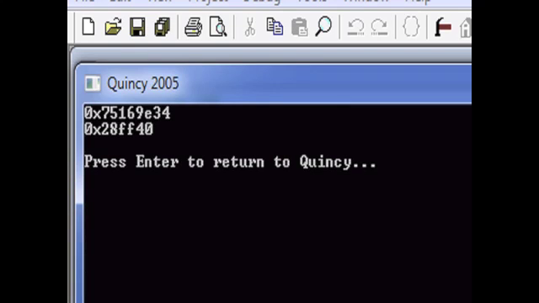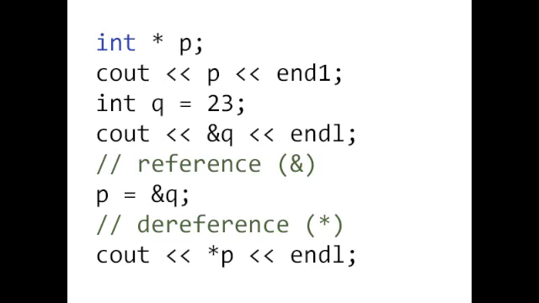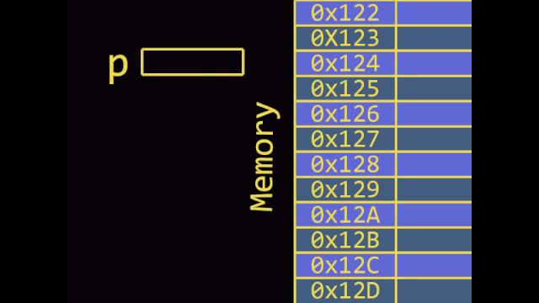Pointers allow you to access data indirectly, so we can store the address of q in p by assigning ampersand q to p. Now p contains the address of q. We can now access the data being stored at that address indirectly using the dereference operator, the star symbol. Here's a quick illustration of what just happened. We assigned p to q by storing the address of q inside p using a reference operation. We were able to indirectly access the contents of q using the dereference operation.